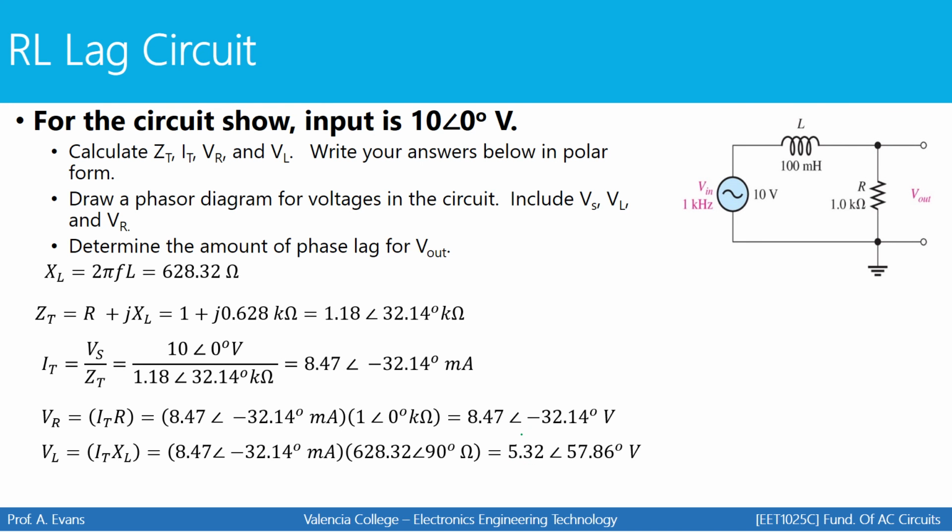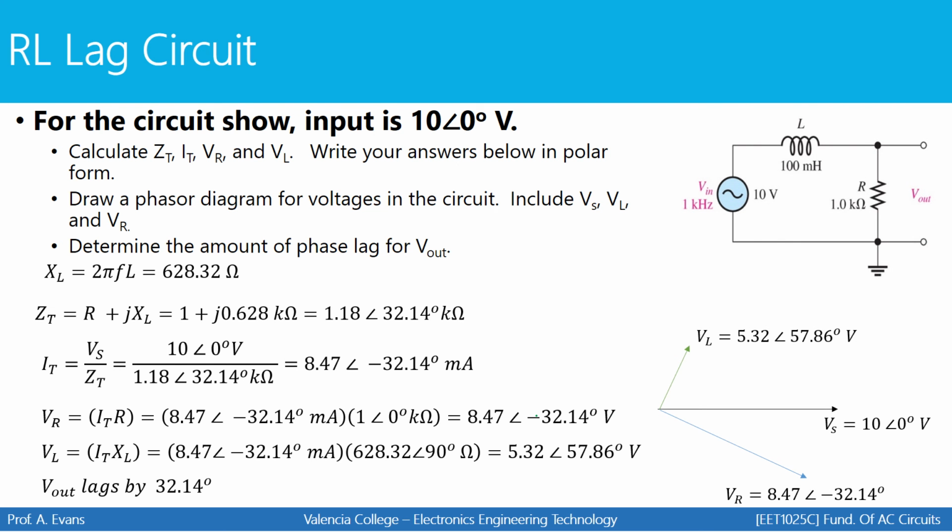So our V out is going to be the same as our voltage across the resistor, and we can see right here that the output voltage has a negative phase angle, so it's lagging. That's why we call this a lag circuit. The output lags by 32.14 degrees. And there's my phasor diagram showing our three voltages.